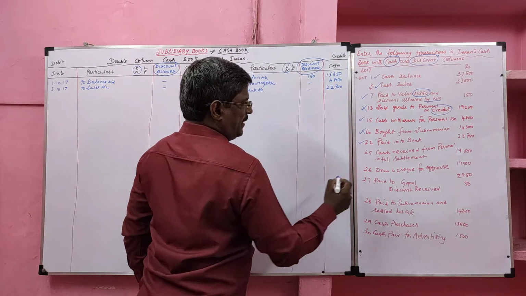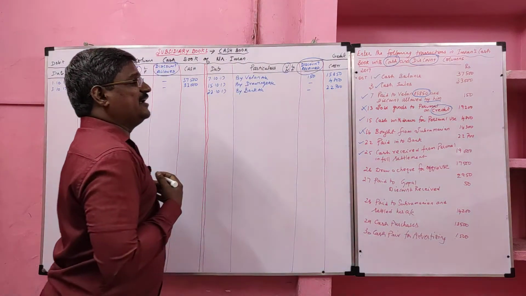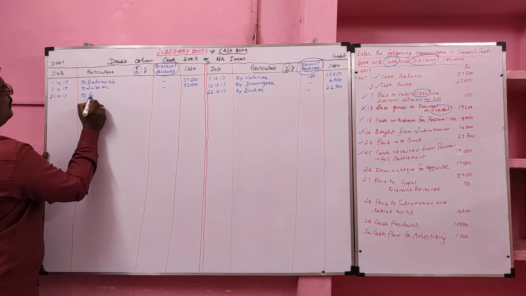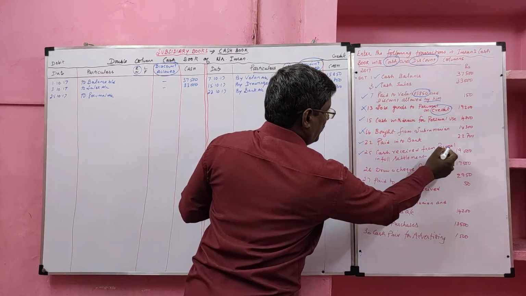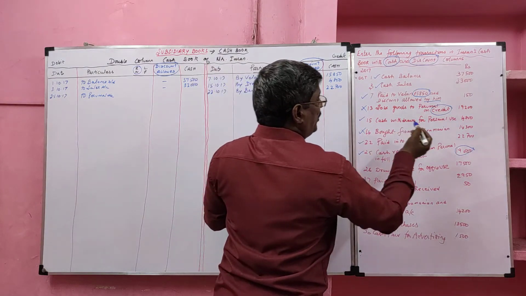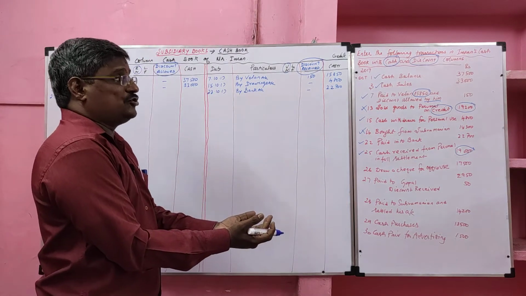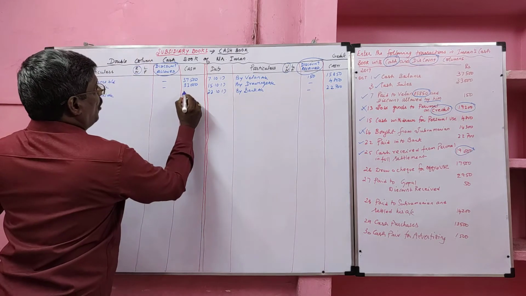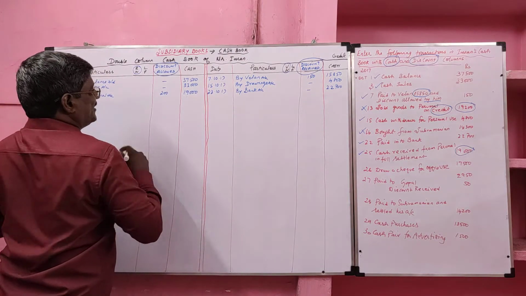22,700. Then cash received from Perumal in full settlement of 19,000. So we received cash from Perumal. It is a receipt, so we should record it on the debit side to Perumal account. How much did we receive? Cash received from Perumal in full settlement, 19,000. Already we sold goods to Perumal, 19,200 worth of goods, but he paid 19,000 in full settlement. The difference of 200 we should record as discount allowed.